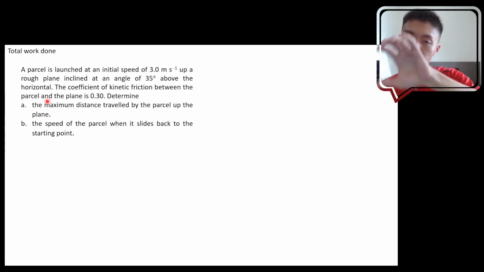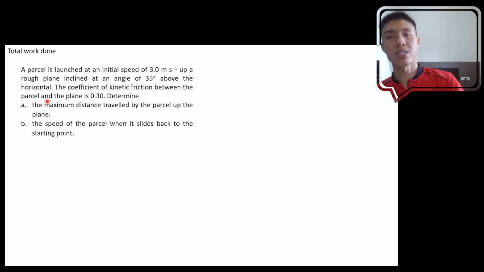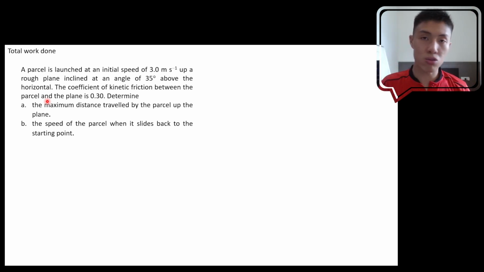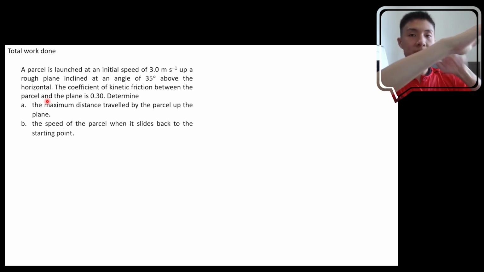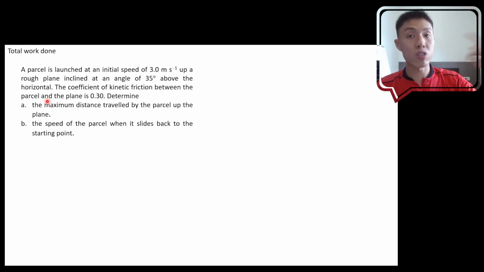So the parcel initially launched at 3 meters per second, moved up the inclined plane, which stopped. Then after that, it slides back downwards, similar to something that you throw up in the air. You throw it up, the object slows down, reaches maximum height, then falls back down while speeding up. So for this case, you have an inclined plane. Your object slides up while slowing down, reaches a maximum height. Then after that, it slides back down while speeding up.